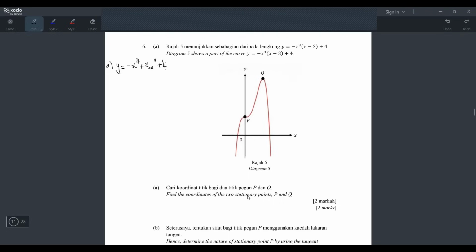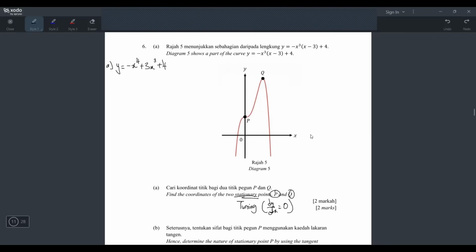Okay, question A says find the coordinates of two stationary points P and Q. Stationary point means turning point. It means these two are the turning points. So how do we find P and Q? They are both turning points, right? So for turning point, you will just do dy/dx equals 0. I hope I don't have to explain why, because everyone should know this. If you're taking SPM this year and you're taking Add Maths, I hope you know this. Let me just explain quickly. Turning point means your gradient of tangent will be 0. And when your gradient of tangent is 0, it means dy/dx equals 0.